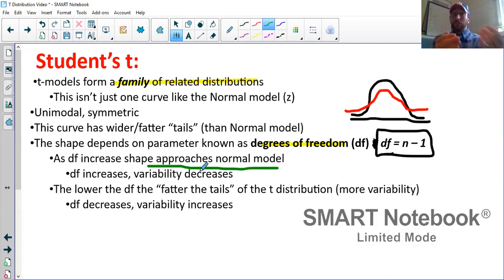On the other hand, if we have a smaller sample size and lower degrees of freedom, then our curve gets more spread, the tails get a little fatter, and there's more variability. So bigger sample size, more degrees of freedom, less variability, more like a normal model. Smaller sample size, lower degrees of freedom, fatter tails, more variability, a little more spread out.